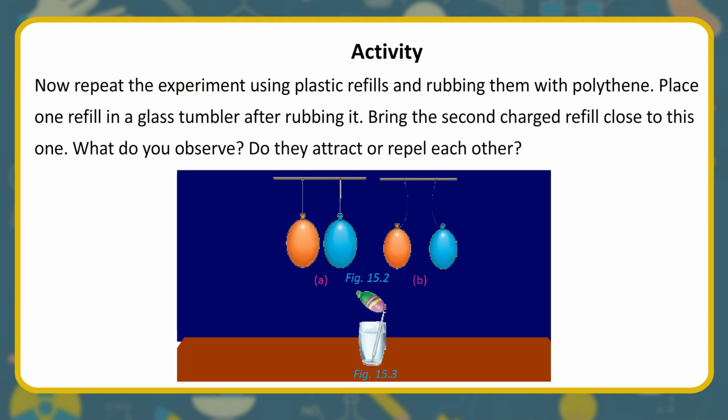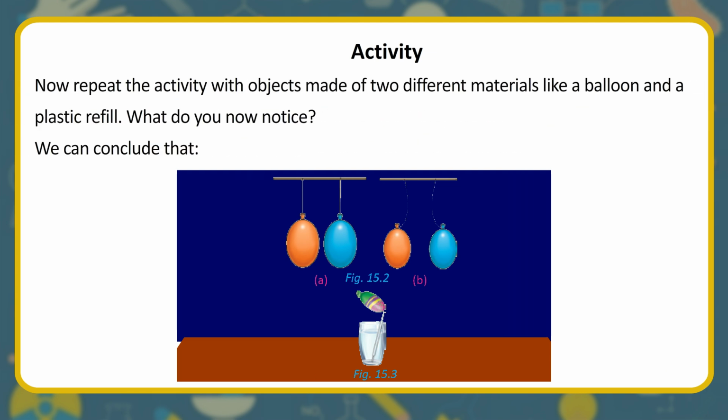Now repeat the experiment, using plastic refills and rubbing them with polythene. Place one refill in a glass tumbler after rubbing it. Bring the second charged refill close to this one. What do you observe? Do they attract or repel each other? Now repeat the activity with objects made of two different materials like a balloon and a plastic refill. What do you now notice?